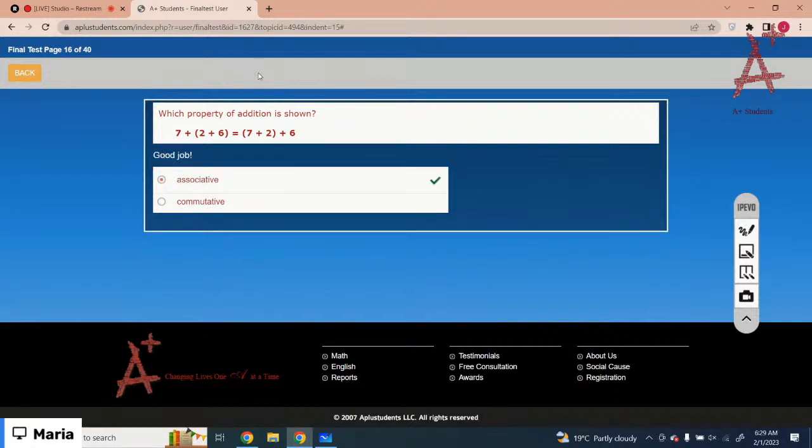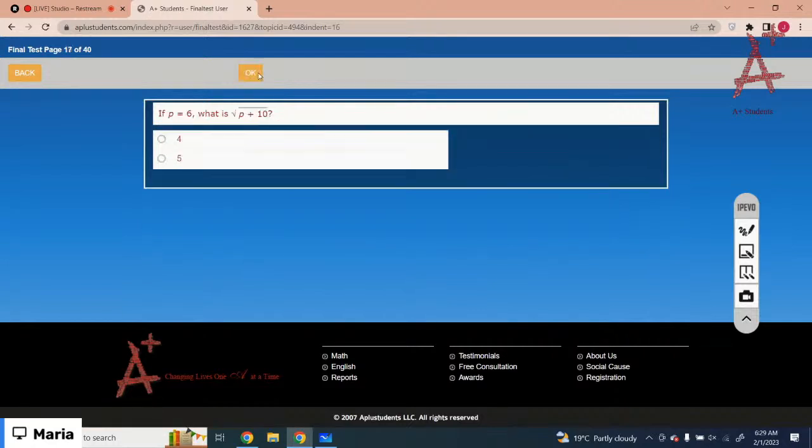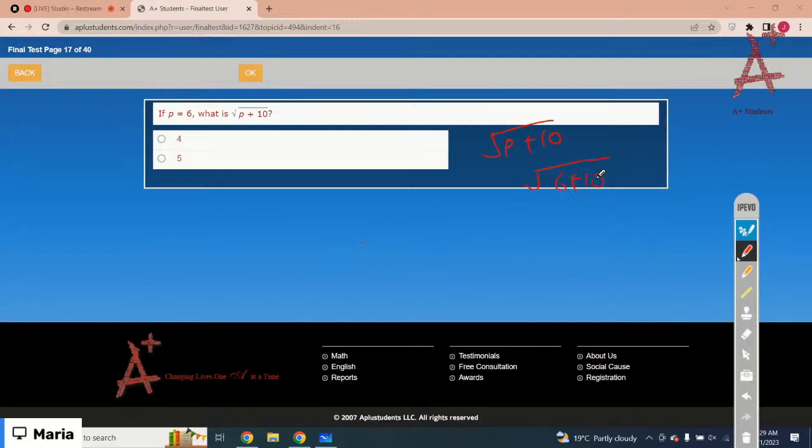Got it? Okay, the next one is, if p equals 6, what is square root of p plus 10? So just replace the p with the value. P is 6, so it would be 6 plus 10. 6 plus 10 equals square root 16. You can write 16 as 4 times 4, then the square and square root cancel out each other and we are left with 4.